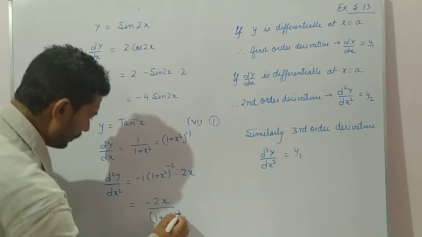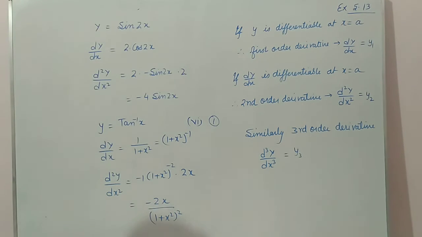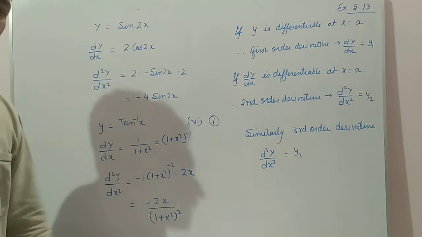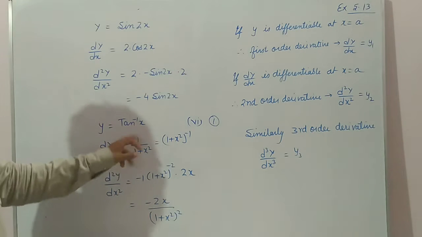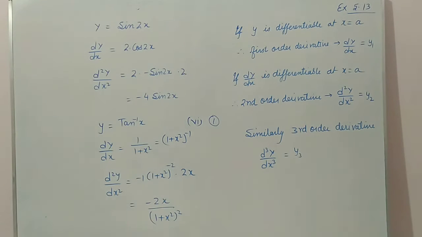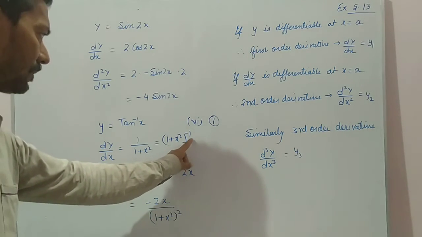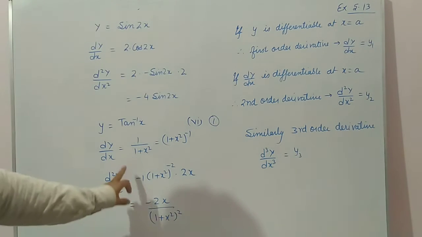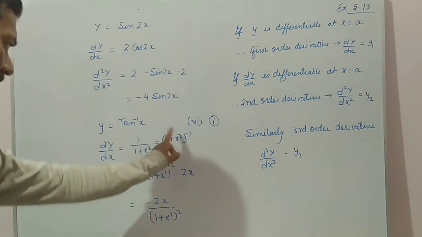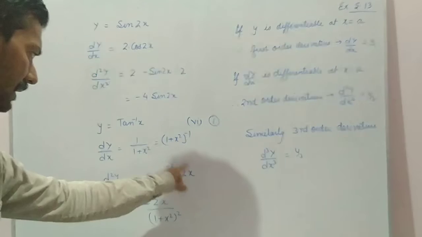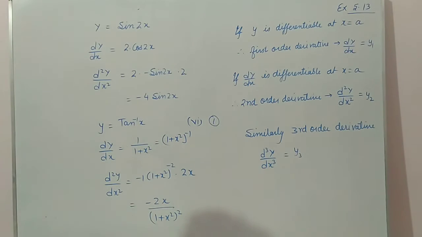See here once more: y is given as tan inverse x, dy by dx is 1 by 1 plus x square. Now again we require the second order derivative, so we have just taken 1 plus x square to the power minus 1. And the second order derivative is minus 1, first the differential of the power, then the inner. So this is the second order derivative.